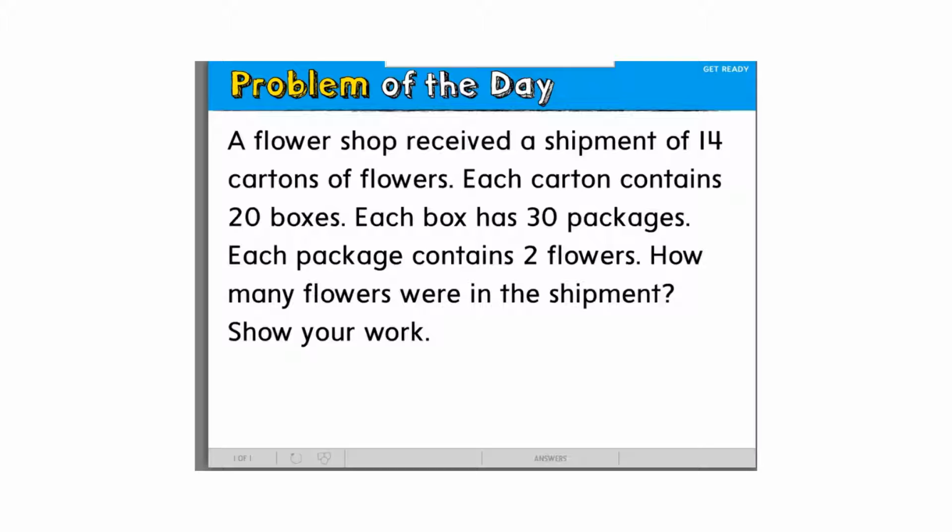So it says, a flower shop received a shipment of 14 cartons of flowers. Each carton contains 20 boxes. Each box has 30 packages. Each package has 2 flowers. How many flowers were in the shipment? So you have 14 cartons. This is going to be a carton. You have 14 of those. Inside the carton, you have 20 boxes inside of there. Each box has 30 packages, and each package has 2 flowers.